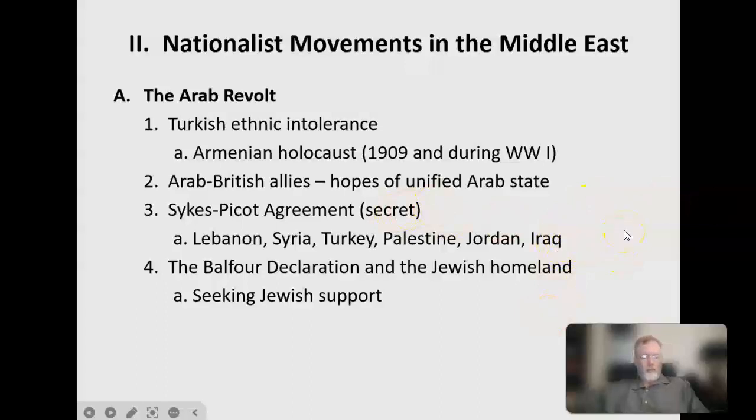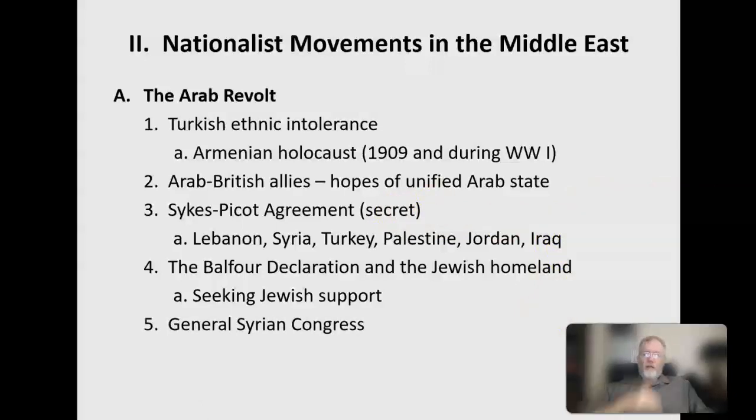Let's see what else we have going on here. The Treaty of Versailles did approve Arab nationalism. When it's finally ratified in 20 or 21, the treaty does approve Arab independence and some self-rule in some of these regions.